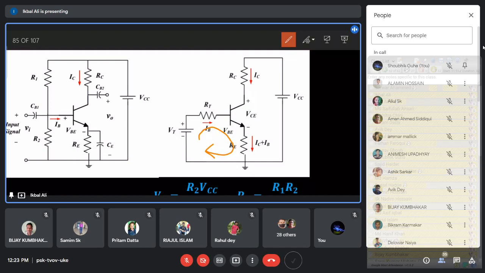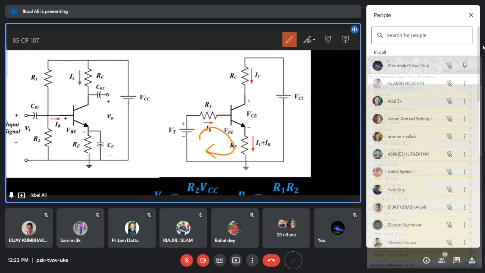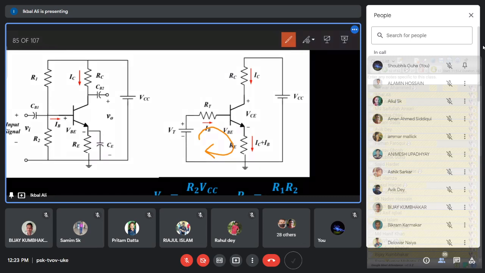The difference between circuit theory and analog electronics is that you have a nonlinear circuit element, the transistor, in the circuit. That is why this analysis is a little more complicated than a conventional circuit theory problem. But the theorem is the same: you apply the KVL equation to this input side loop. Can anybody guess what will be the KVL equation for this input side, base side?